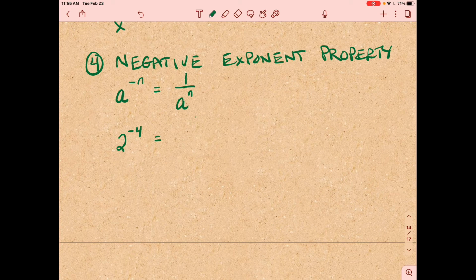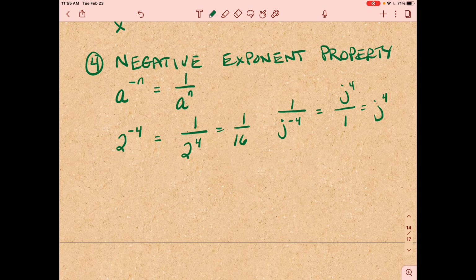That will equal 1 over 2 to the 4th. And we could obviously multiply that out to be 1 over 16. Or I might see something like this, 1 over j to the negative 4. And that is going to be j to the 4th over 1, or just j to the 4th.